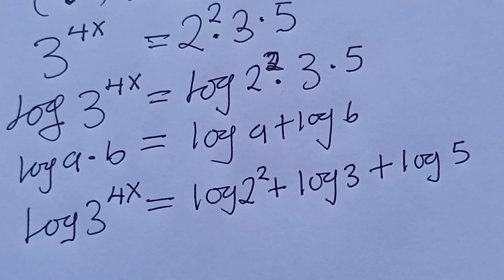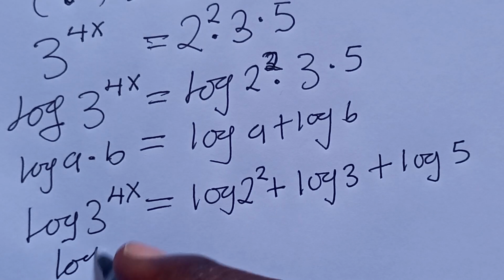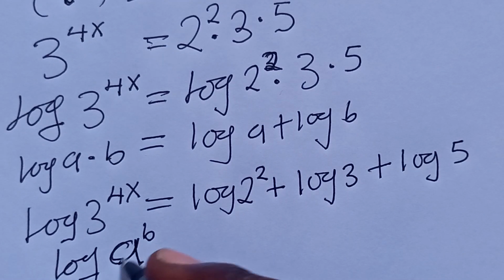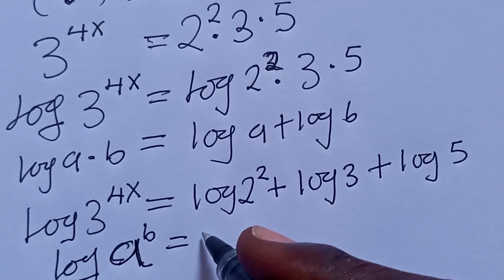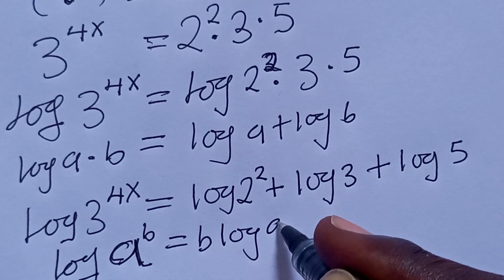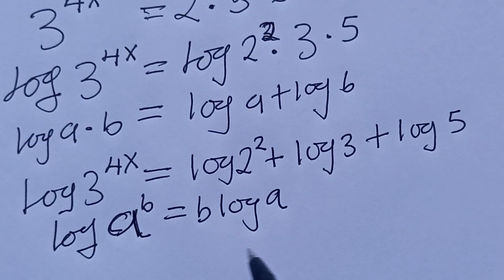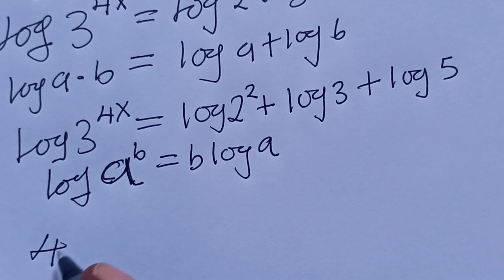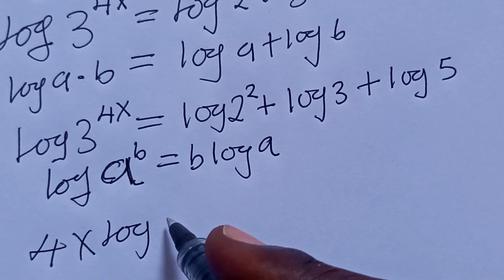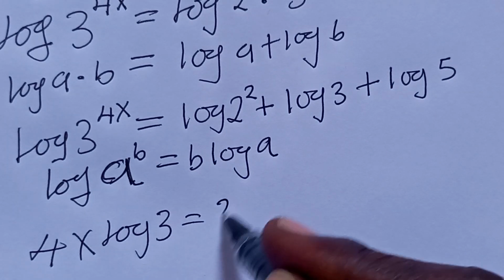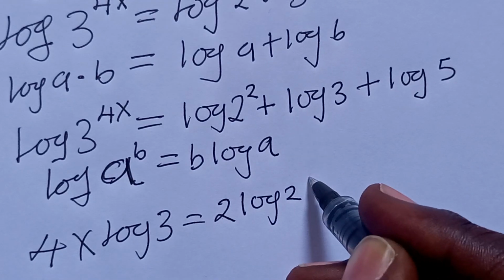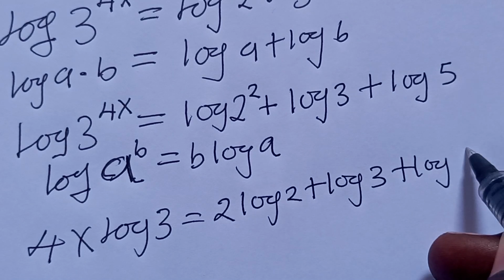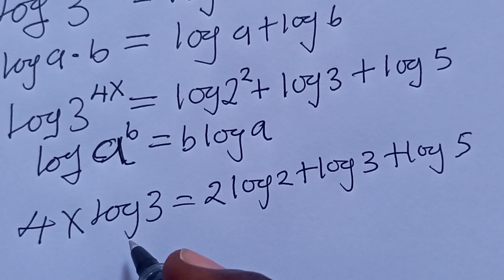Now, remember also that log a to the power of b is the same thing as b log a. So also applying this law both here and here, we are going to have 4x log 3 equals 2 log 2 plus log 3 plus log 5. So this is what we are having.